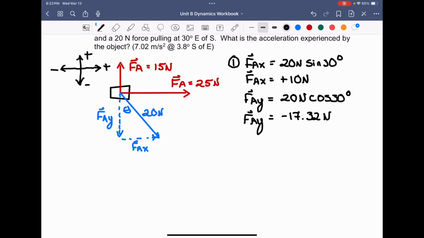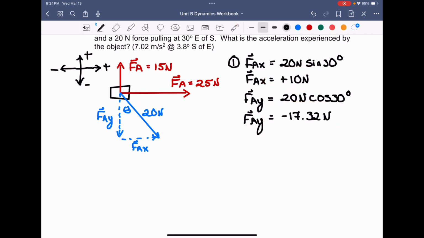17.32. Now, you're probably not going to get the negative, but the negative comes from the idea that we have to have directional magnitudes here. So this is going down. Meanwhile, that means it's south. If this is going east, that means it is positive. So we see a positive for the x, a negative for the y component.